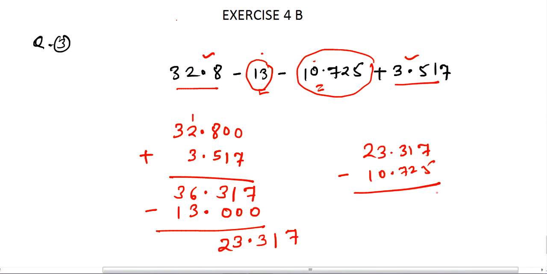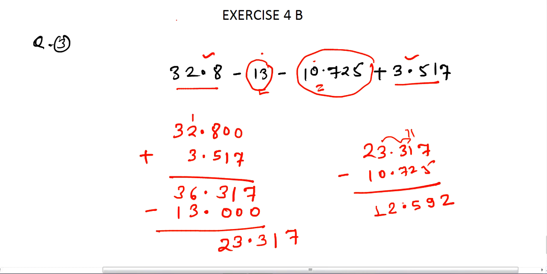10.725. 7 minus 5, 2. Then it's not possible. So this is now 11. 11 minus 2, 9. 12 minus 7, 5. Then 2 minus 0, 2. 2 minus 1, 1. So 12.592 is your required answer. So like this you have to solve, or you can solve by direct adding and subtraction. You will get the same answer. Nothing will change.